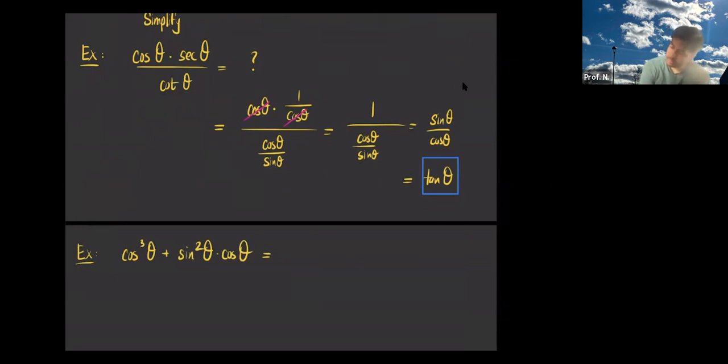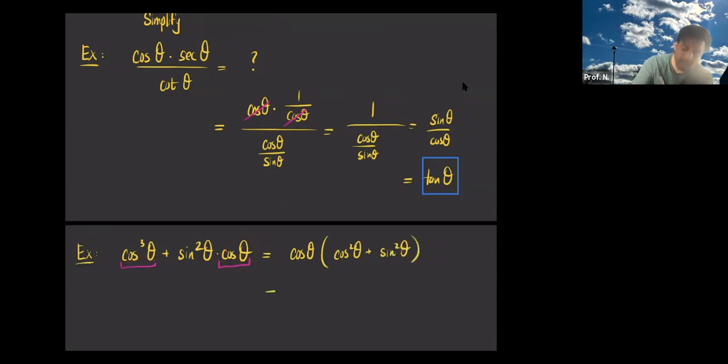Well, what you should notice is that there's a cosine theta, and there's also a cosine theta here, although there's three of them, right? Cubed. I can factor cosine theta. Now, why do I want to factor cosine theta? Because when I factor out the cosine theta from cosine cubed theta, I'm left with cosine squared theta. And if I factor out the cosine theta from the other term, I'm left with a sine squared theta.